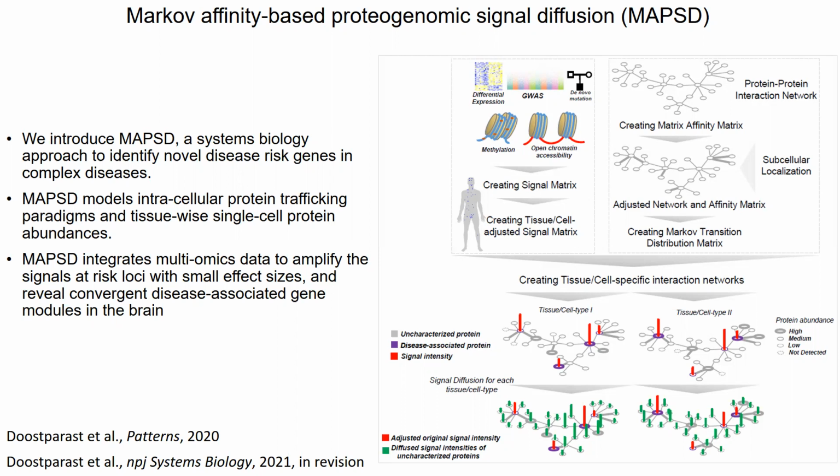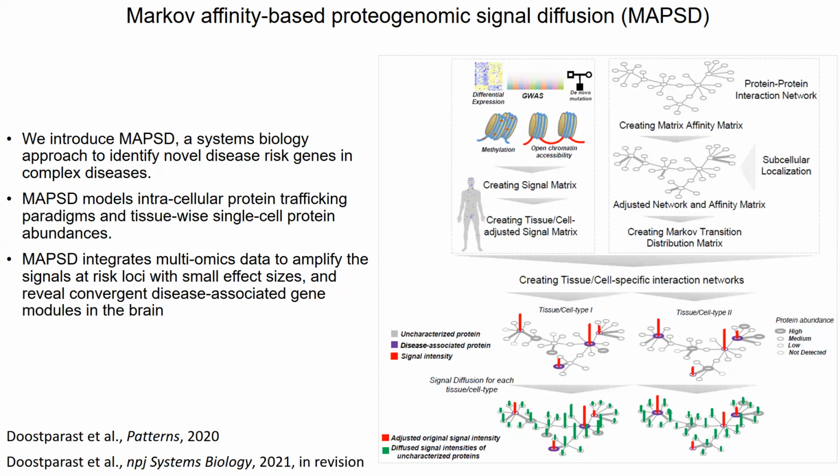In parallel with this, we have curated a large-scale protein-protein interaction network from multiple resources, where we had gone after highly accurate and highly reliable interactions. Upon curating this protein-protein interaction network, we create the affinity matrix, and then using the information from Human Protein Atlas, we use the subcellular localization from that atlas in order to adjust the network and its respective affinity matrix.